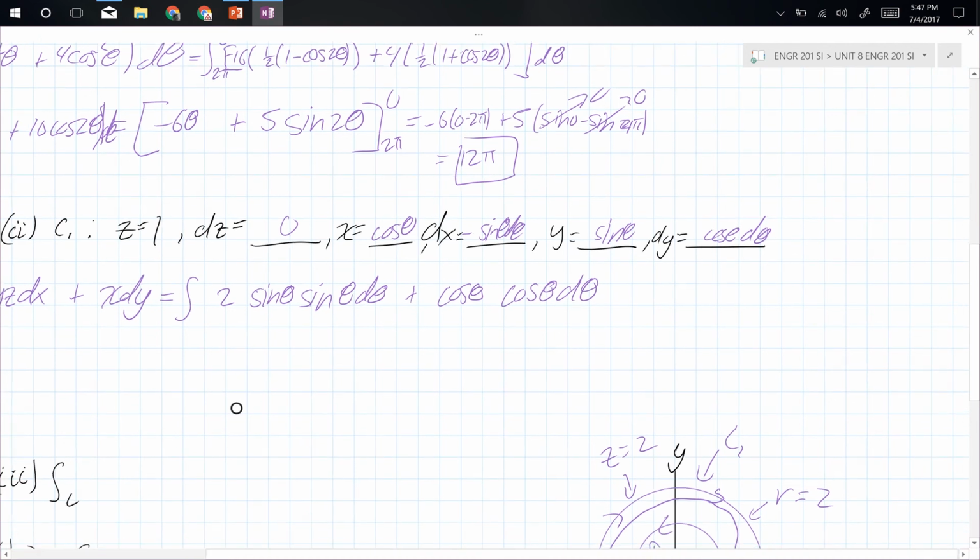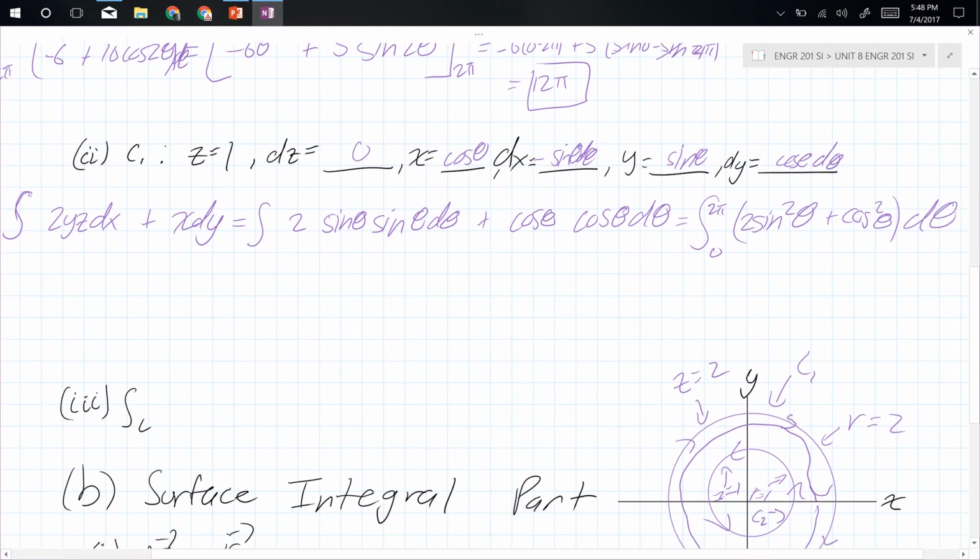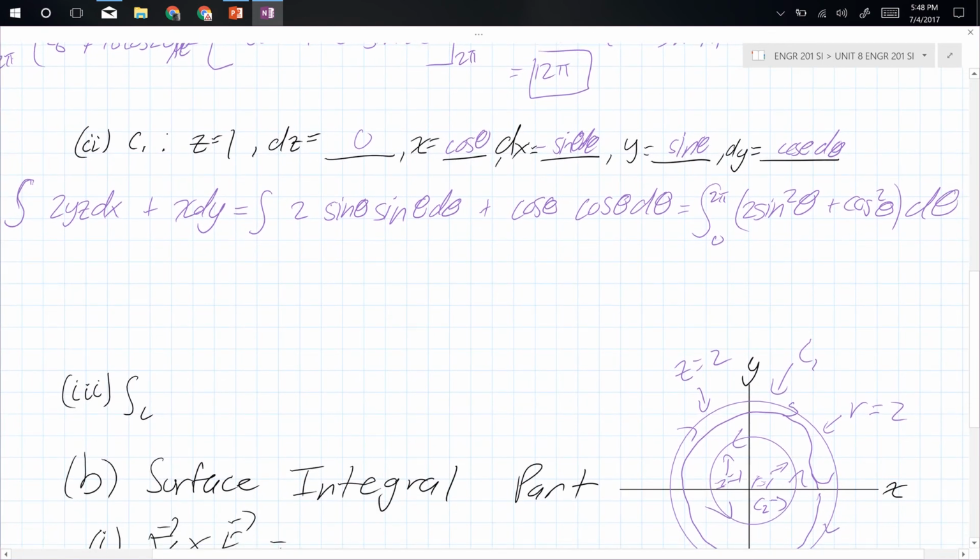So then we can simplify this down to being 2 times sine squared theta plus cosine squared theta, all times d theta. And now our limits, since we're going counterclockwise instead, it'll be from 0 to 2 pi, because we're going the opposite direction as before. Now we'll substitute and integrate again, like we did before, with just different coefficients.